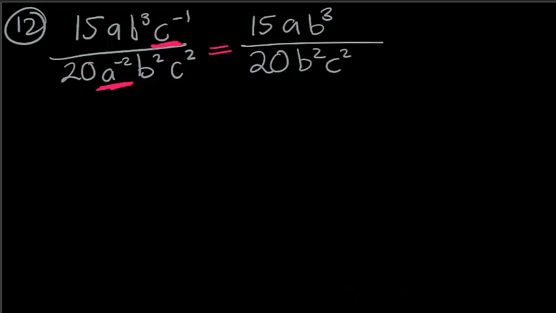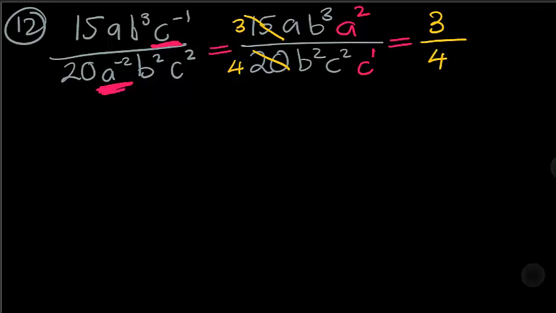Now let's move this C to the bottom, C1 at the bottom, and this A to the top, A squared at the top. All right, so everybody's home. Now let's simplify. I'm going to say 15 and 20, common factor is going to be 5. 5 goes into 15 3 times and into 20 4 times. So I've got 3 over 4. Then I've got my A's. So I've got A, 1 plus 2. I've got B, 3 minus 2. And I've got C, 2. Because it is minus 2, it's at the bottom.